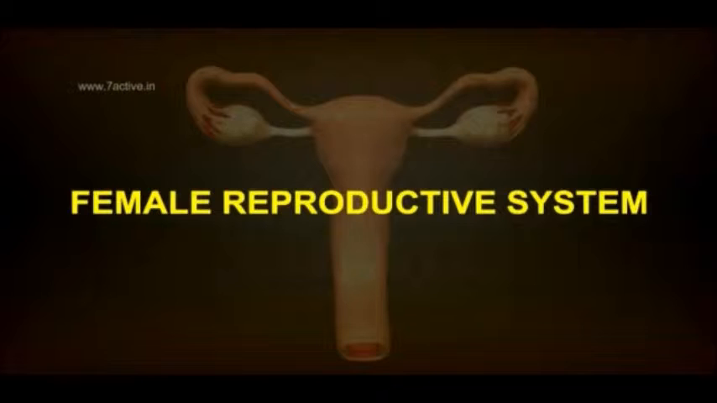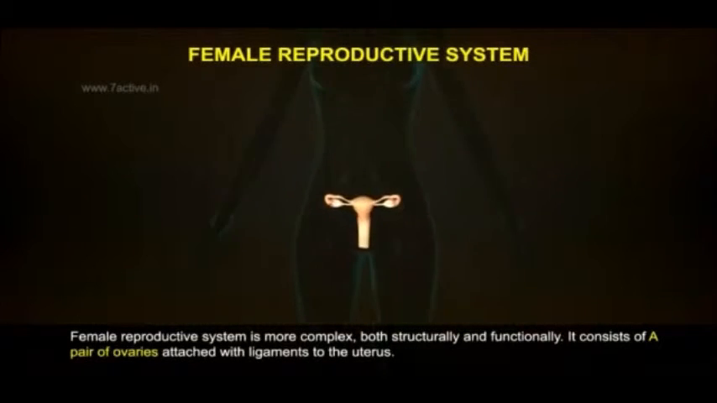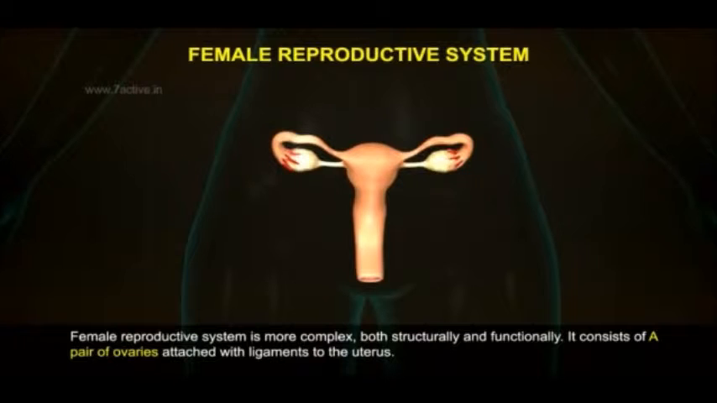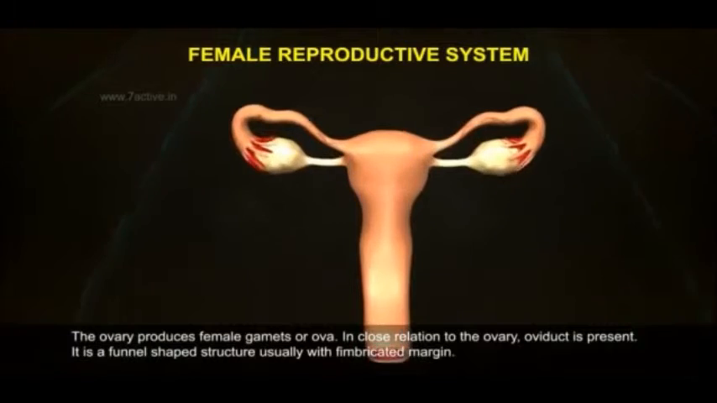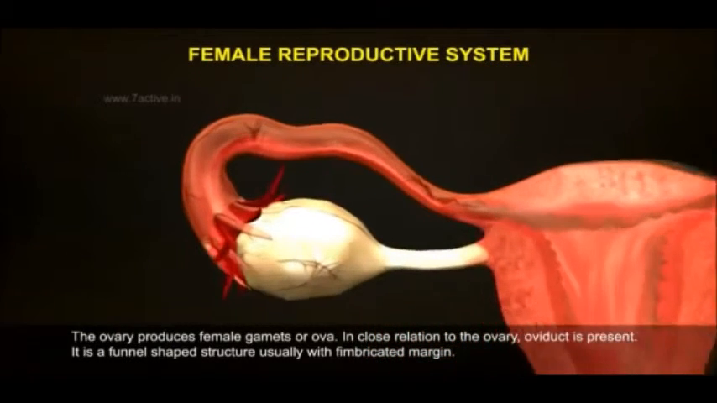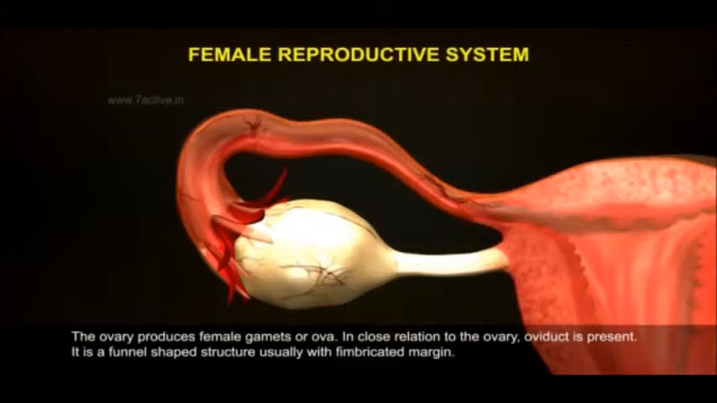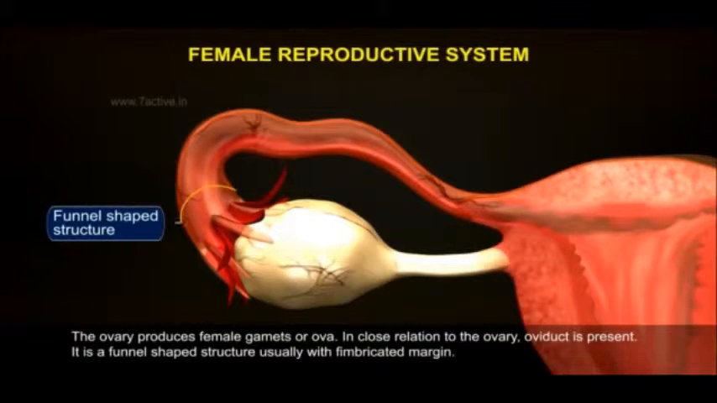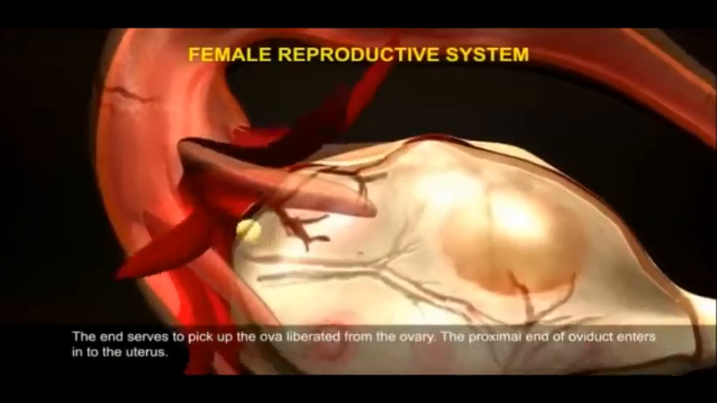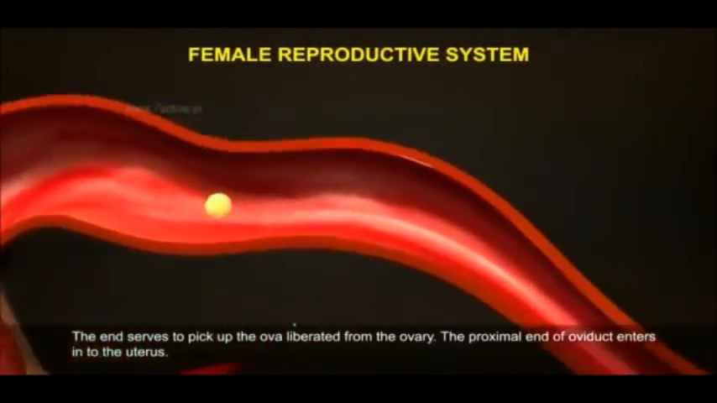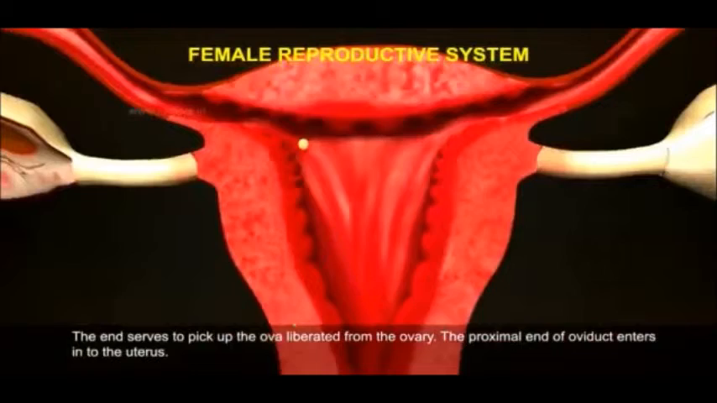Female reproductive system. The female reproductive system is more complex, both structurally and functionally. It consists of a pair of ovaries attached with ligaments to the uterus. The ovary produces female gametes or ova. In close relation to the ovary, the oviduct is present. It is a funnel-shaped structure, usually with a fimbriated margin. The end serves to pick up the ova liberated from the ovary. The proximal end of the oviduct enters into the uterus.